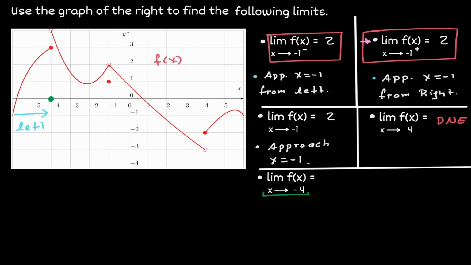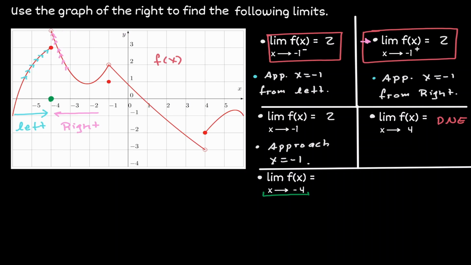If we follow the curvature of this function, as we get close to the x value of -4 from the left, notice that we are getting close to the y value of +3. And if we approach the x value of -4 from the right, if we follow the curvature of this function, as we get close to -4 from the right, notice that we are approaching the y value of 4.